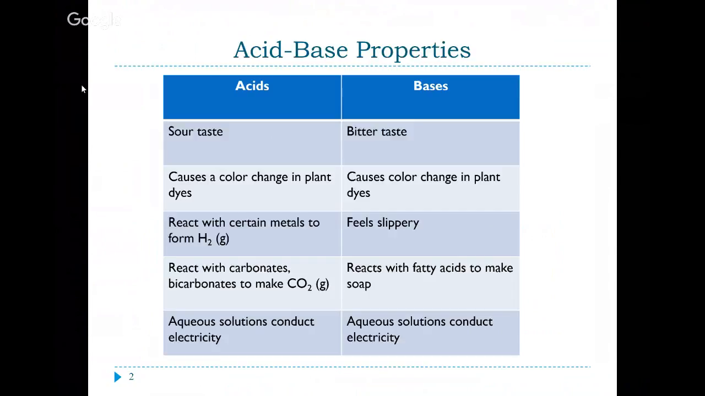Acids tend to taste sour, so when we eat citrus fruit, citric acid is in there, which makes it taste sour. It causes a color change in plant dyes, which is the same for bases. It will just change it in a different way. Acids can react with certain metals to form hydrogen as a gas. It reacts with carbonates and bicarbonates to make CO2. So that's your typical volcano science experiment when you're a kid. You mix vinegar and baking soda, and it's CO2 bubbles that are formed.